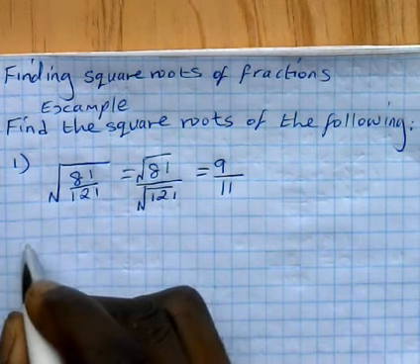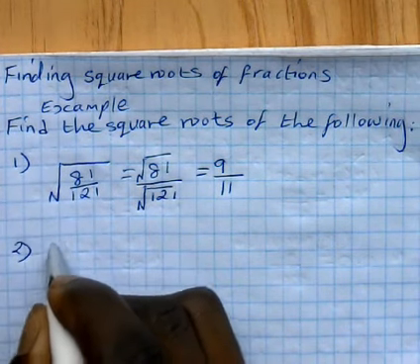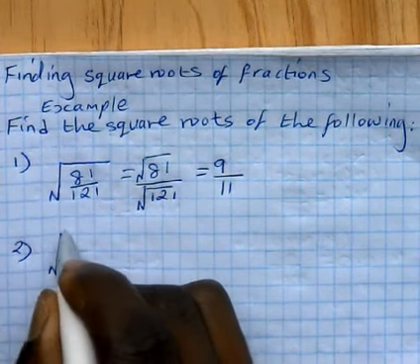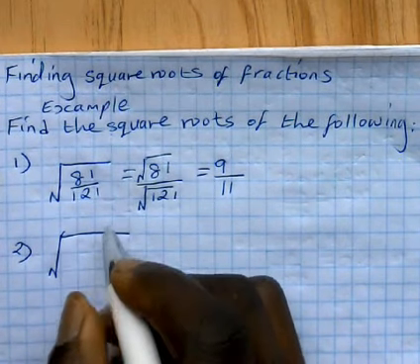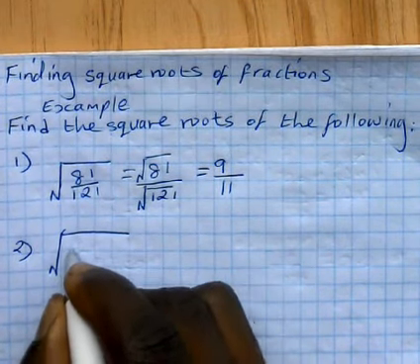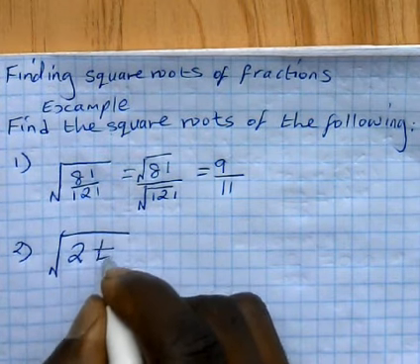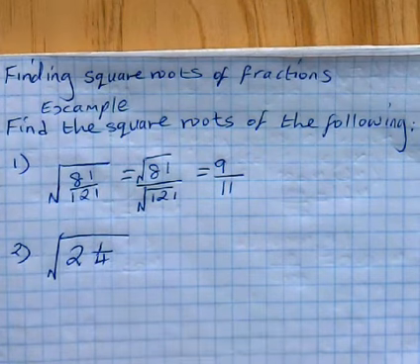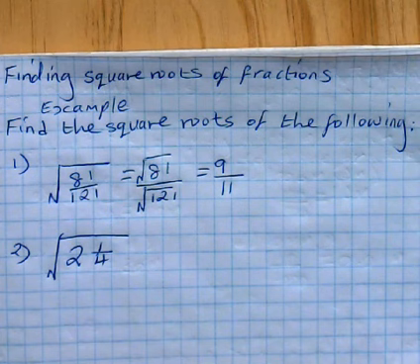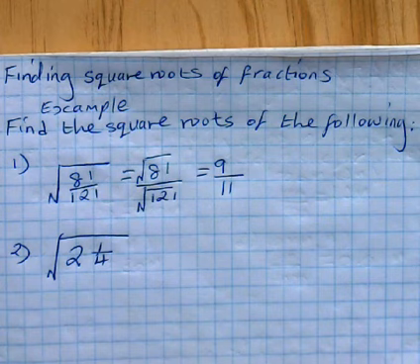I have another question. Square root of 2 whole 1 over 4. The square root of 2 whole and 1 over 4. You cannot find the square root of that the way it is written. You must convert that fraction. It is a mixed fraction. You must convert it to an improper fraction, where the numerator will be greater than the denominator.